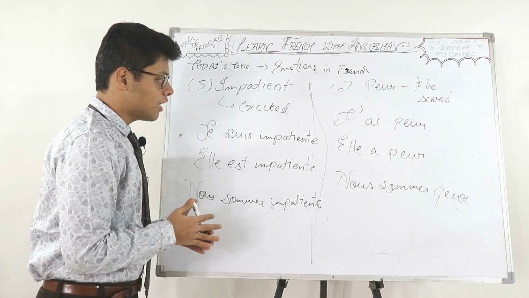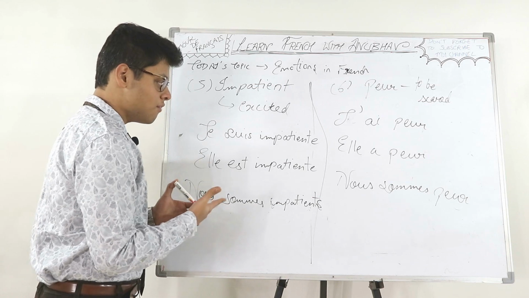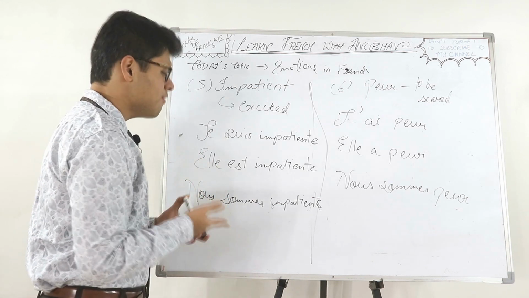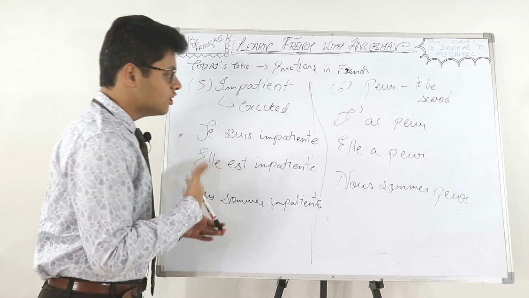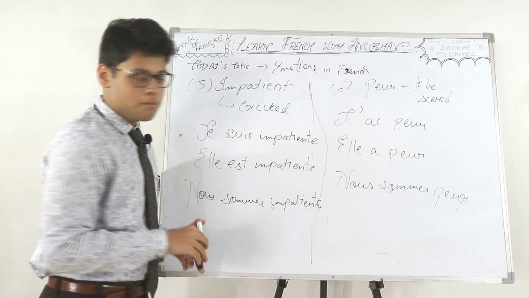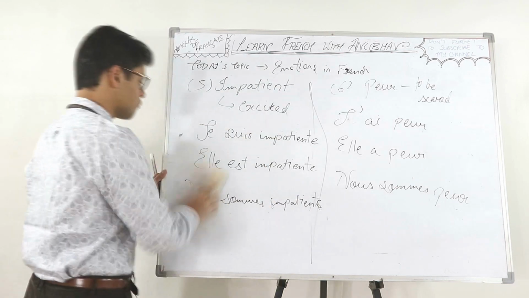For peur, since it's used with avoir, we won't add the S or the E which is required as per the subject. We will keep it the same. J'ai peur, I'm scared. Elle a peur, she is scared. Nous avons peur, we are scared. Moving towards the next one now.